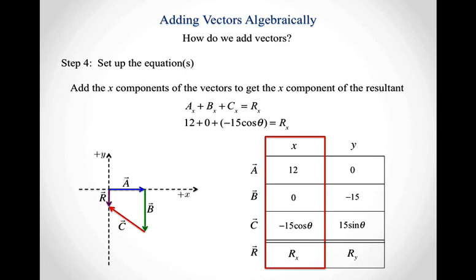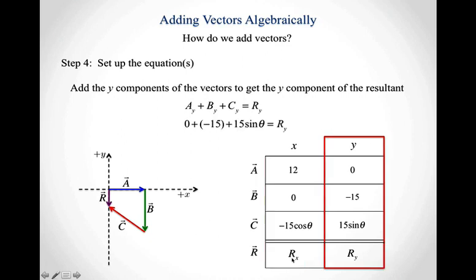With the table, basically what I'm doing is setting up the x and y equations in each column. Notice that that's the x component of vector A, that's the x component of vector B, that's the x component of vector C, and my x component equation says I just want to add those three things together. That has to equal, that's what this double line represents, it's basically the equal sign in my equation, the x component of vector r. So all I need to do now is go down my table, write 12 plus 0 plus negative 15 cosine theta equals the x component of vector r.